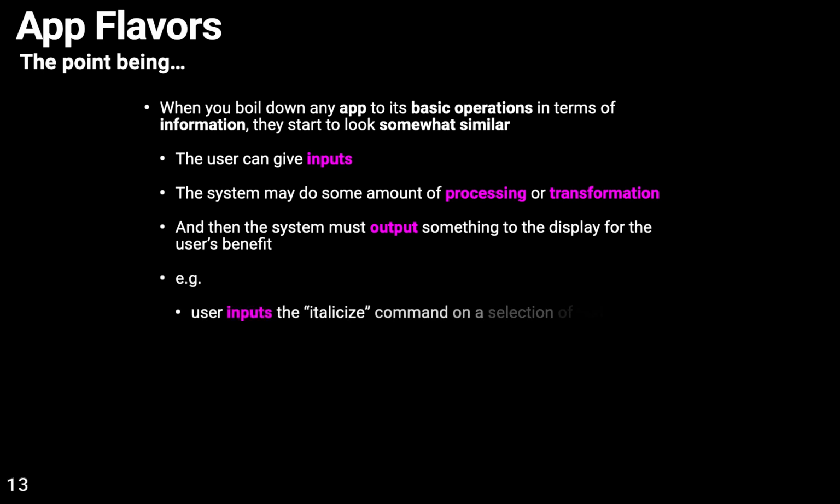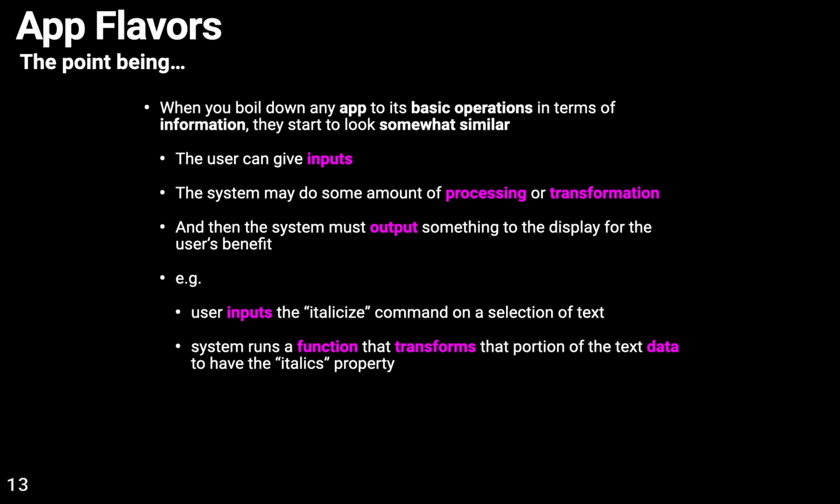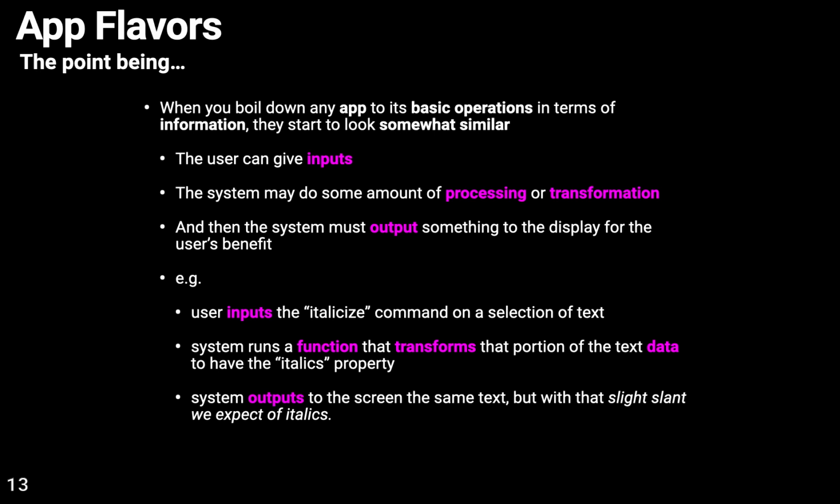So for example, if a user inputs the italicized command on a selection of text in a word processor, the system runs a function that transforms that portion of the text's data to have the italics property, right? So there is a string that has the letters, but then there's also this metadata inserted that says, hey, when you render this, so when the system outputs it, give it that slight slant that we expect when we see italics. It's a very simple operation that we're talking about here, but that is the core functionality of an app. You give inputs, something happens, and then outputs come back.